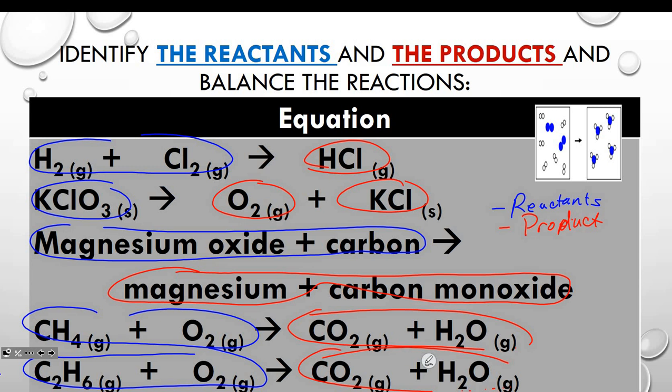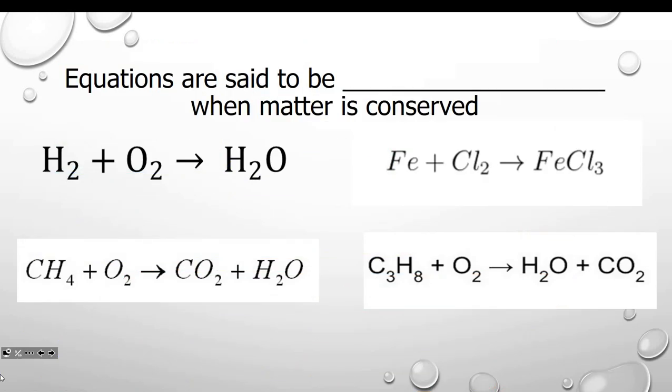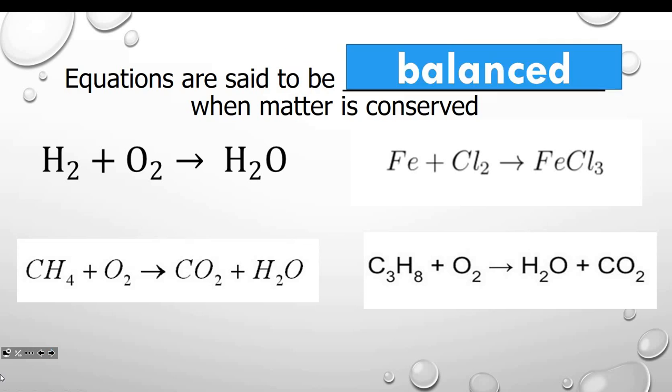All right, so we're going to go forward. Again, remember, arrow points to products. Equations are said to be balanced when matter is conserved. So, what we're going to do now is I've got some little scratch pieces of paper. I'm going to pass them out, grab a few of them. Thank you. It doesn't matter how many you got. If you don't use them this time, you can use them next time.